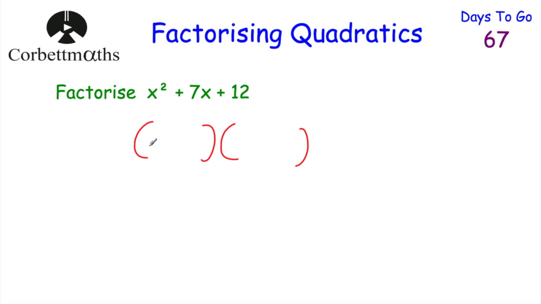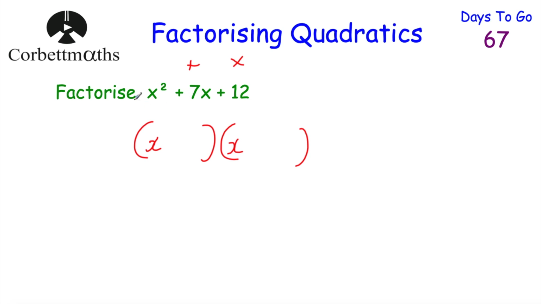Now, because the x squared is going to be an x and an x at the front of both brackets, because x times x is x squared, that's fantastic. Now, in terms of finding what goes in the brackets along with the x, because this is just an x squared quadratic, it's quite straightforward. We want to find two numbers which will multiply together to give us the 12, because whenever we expand our brackets, the last thing we'll do is this number times this number, and that will give us 12. But also, because it's just an x squared quadratic, this number plus this number will equal 7. So the two numbers in the brackets will multiply together to give us 12, and they'll add together to give us 7.